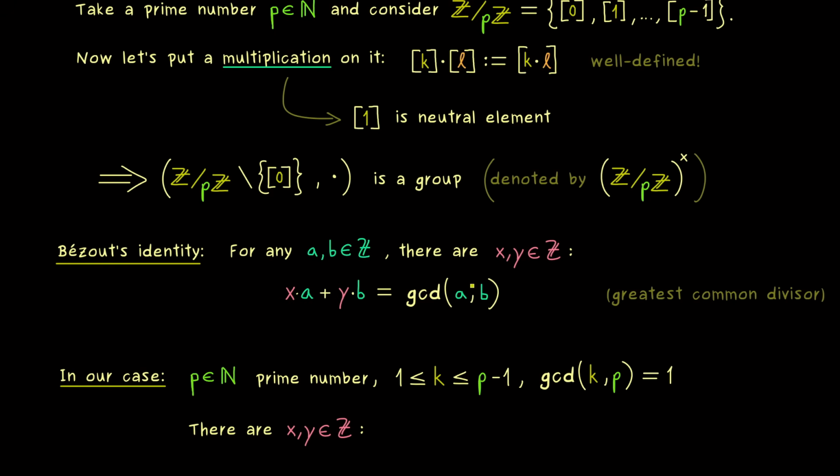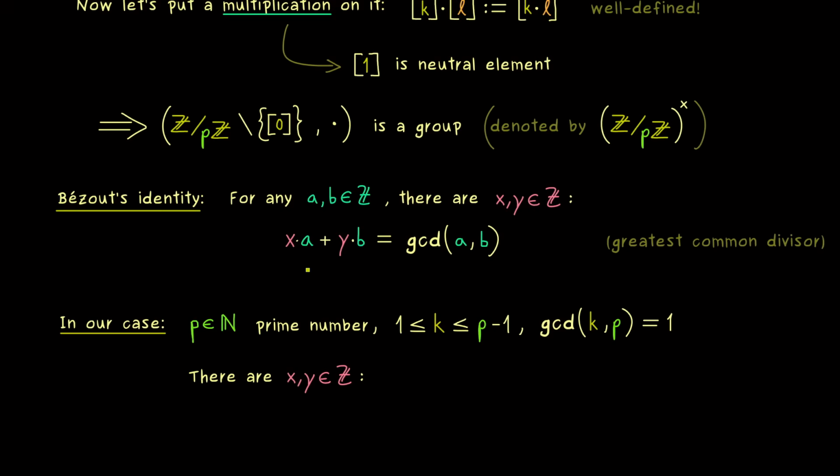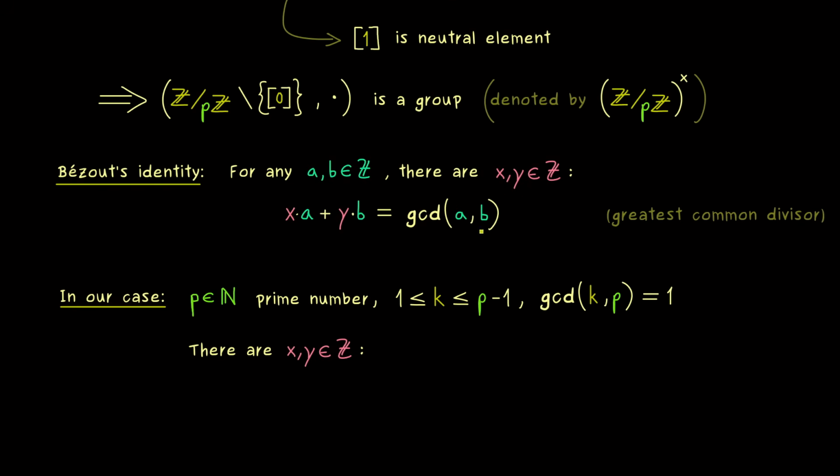We just find integers x and y with the property that x times k plus y times p is equal to 1. And there you see, if we want to make it tidy, we would bring y times p to the right hand side. In other words, x times k is 1 plus a multiple of p. So in short, it's just equal to 1 mod p.